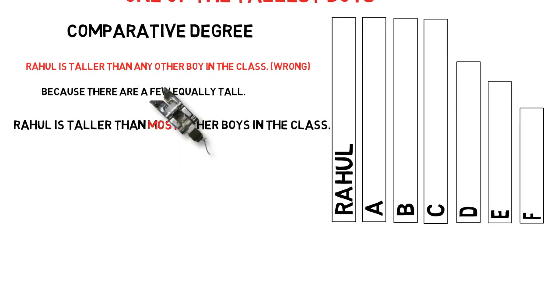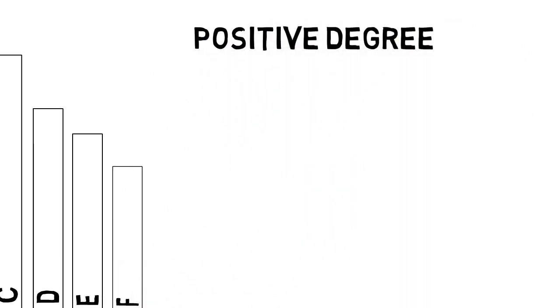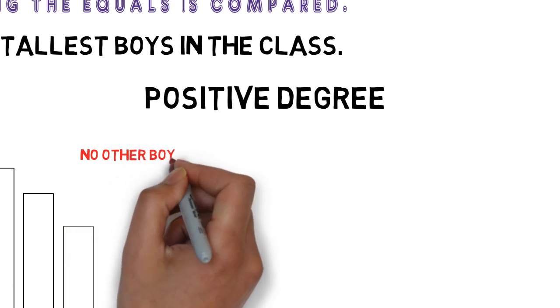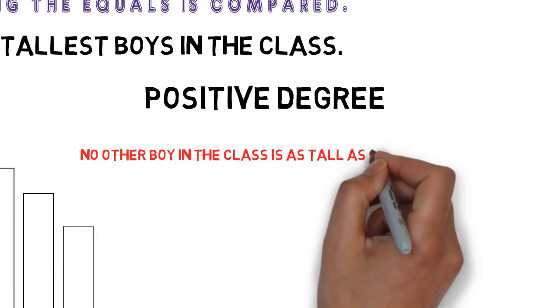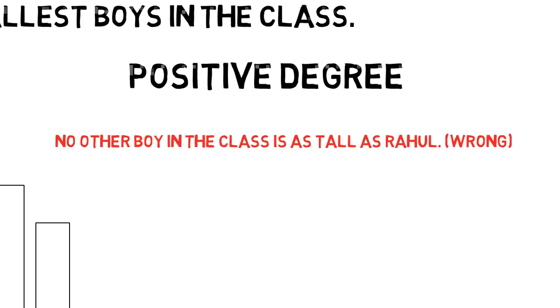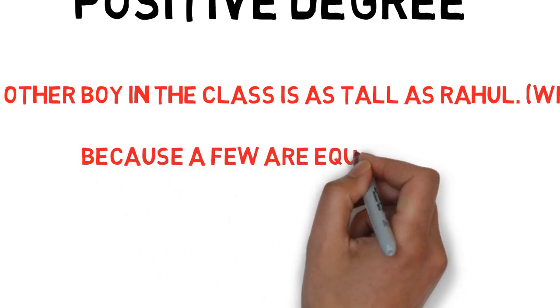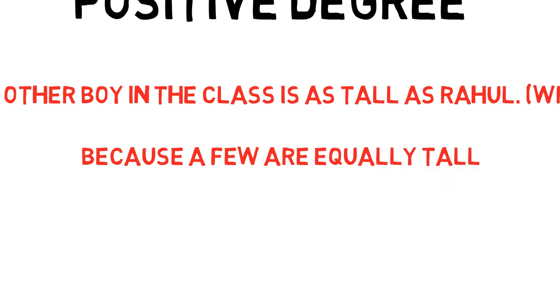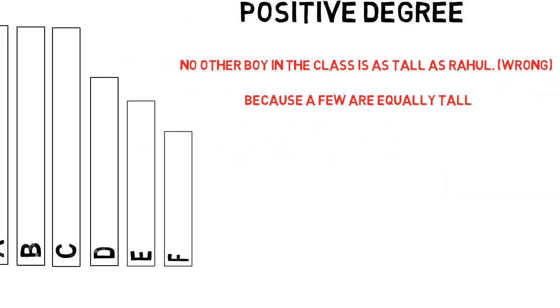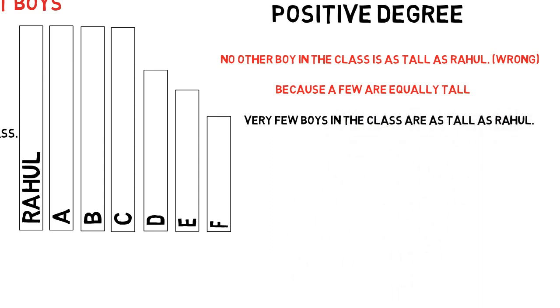So most other deals with this category, the next category. So that is the answer. So now let's see the positive degree. How to write the positive degree? In the previous sentence we have written the positive degree as no other boy in the class is as tall as Rahul. But we cannot write the same thing here, because we know that there are a few are equally tall. So that's what we are going to mention here. Very few boys in the class are as tall as Rahul.